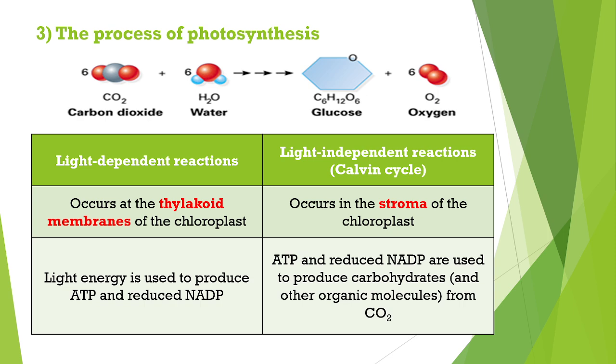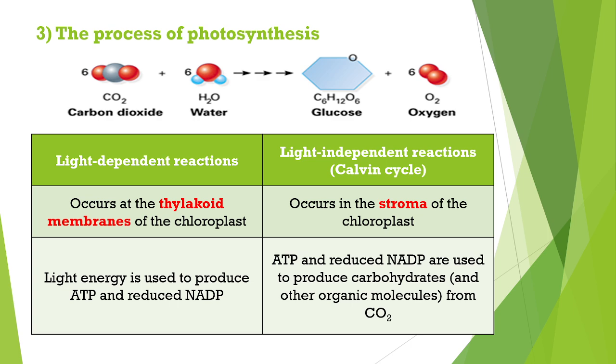So there are two main stages of photosynthesis: the light-dependent reactions and the Kelvin cycle. The Kelvin cycle is sometimes also called the light-independent reactions, but I'll just say Kelvin cycle because it's shorter, right? So we have the light-dependent reactions that occur at the thylakoid membranes and the Kelvin cycle that occurs in the stroma.